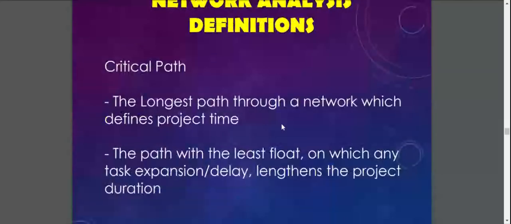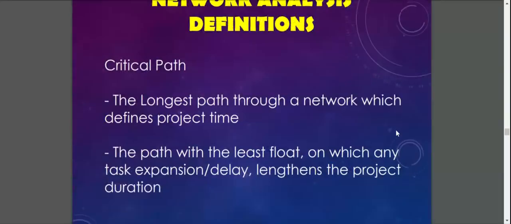So what you should know in getting the critical path method is the longest path through a network which defines project time. So that is the critical path. And why do we call it the critical path? Because it is the longest path through a network which defines project time, from start to finish, and the path with the least float, on which any task expansion or delay lengthens the project duration.